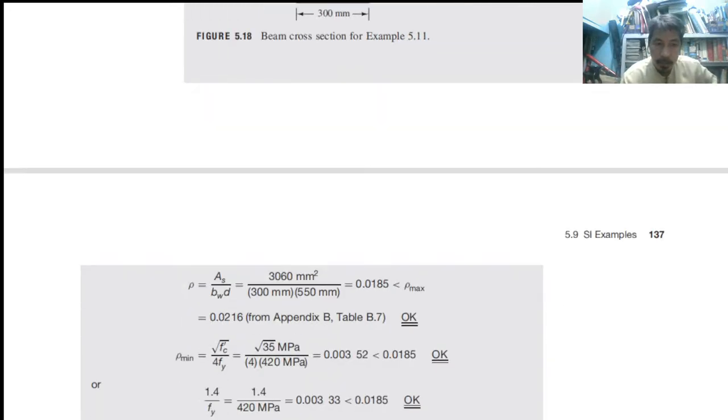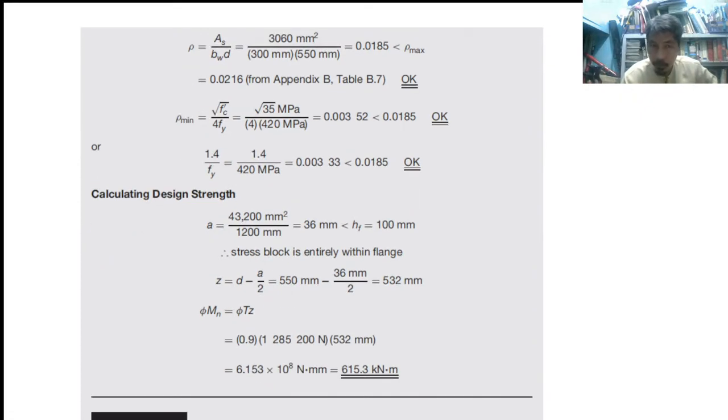Okay. So the same steps, the difference is the unit. So we are using units in SI. Okay. So minimum, let us find out which one is to be used. Okay, this one or this one. Okay, so therefore calculate the design strength. Okay, find out the lever arm, then multiply lever arm, then 0.9. So why do you use 0.9? Because you have what?